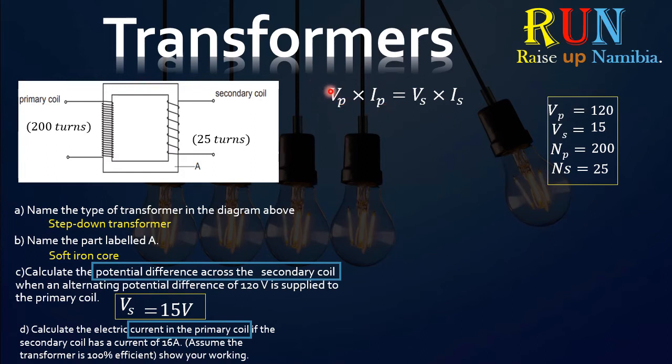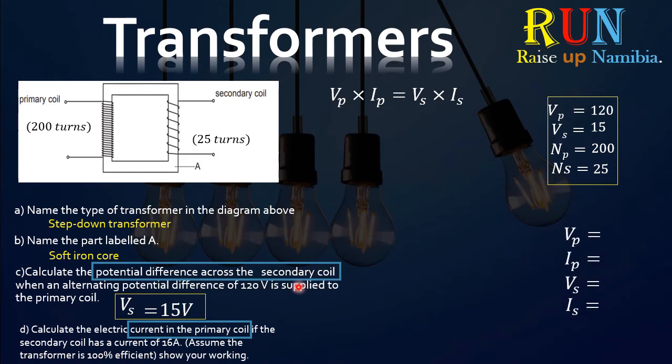Vp simply means the potential difference on the primary coil, multiplied by, remember from the previous video, I also told you that I stands for what? For current. So this is Ip, which stands for the current on the primary coil. Then Vs is the potential difference on the secondary coil multiplied by Is, which is the current on the secondary coil. Now with that said, let's do what we did for the first example with this formula.